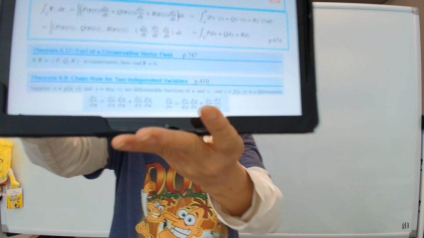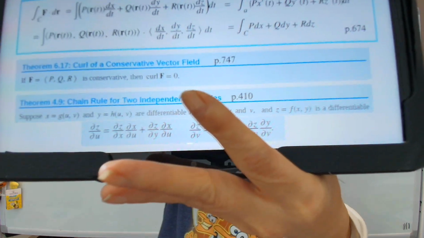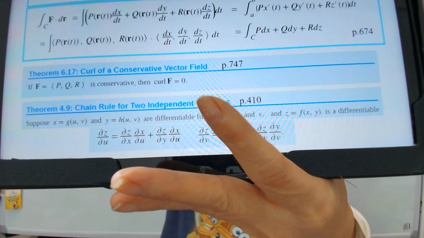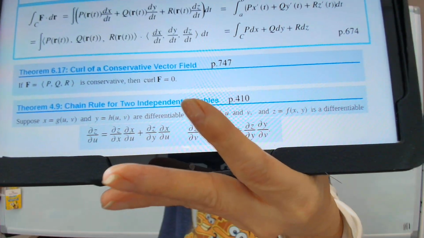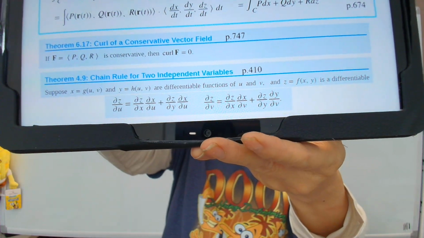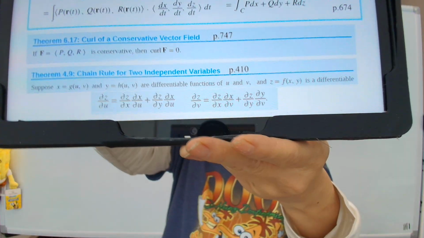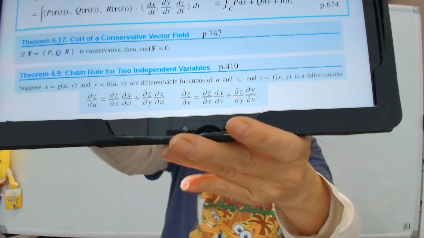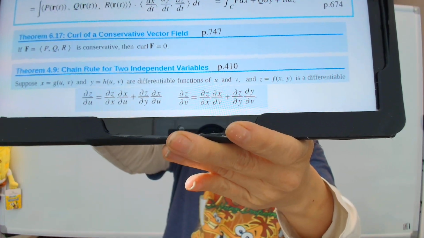I don't know why we want to mention this, but that's fine. If F = PQR is conservative, then curl F equals 0. Quick reminder. And next is how to do the chain rule for two independent variables. It's been a while since we've done it, so I want to remind you of it.